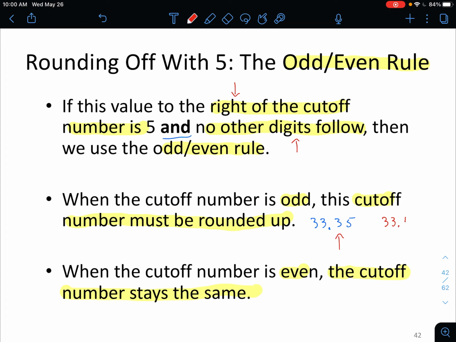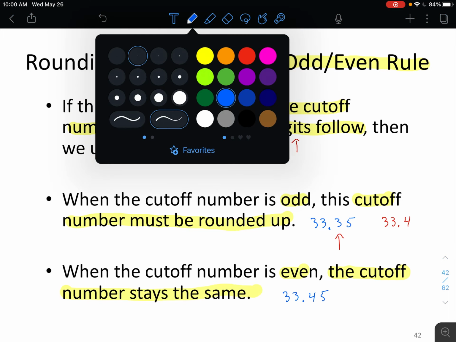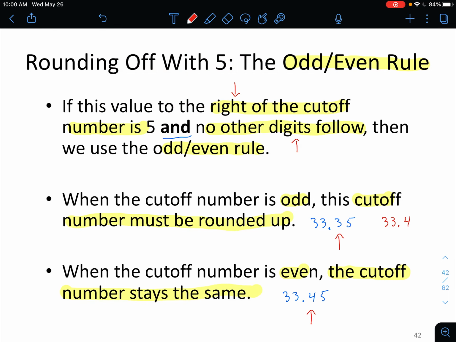So 33.35 would round to 33.4 based on the odd-even rule. But if I had 33.45 and I was told that 4 is the cutoff number, now again the odd-even rule applies, but since the cutoff number is even, I don't do anything. So it'll stay as 33.4. So basically, like I said again, it's half the time I round up, half the time I don't do anything. So over a large collection of data, that should work out.